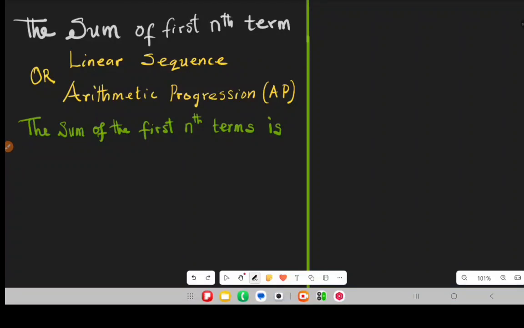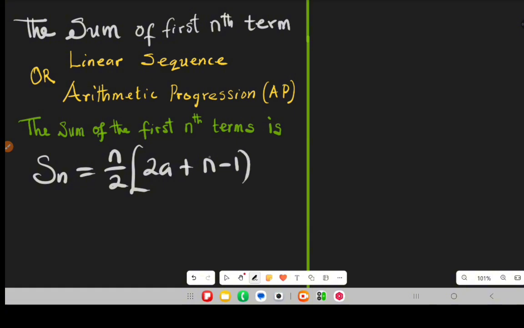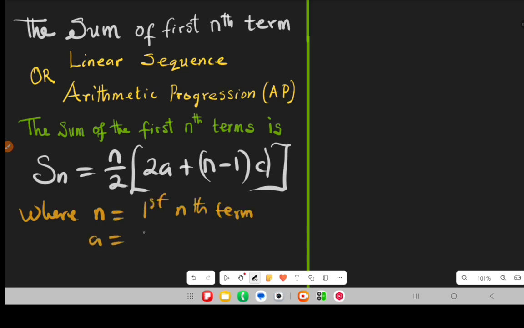Today we are going to learn about the sum of the first n terms of a linear sequence, or arithmetic progression, known as AP. The sum of the first n terms of a linear sequence is given by Sn equals n over 2 times (2a plus (n minus 1) times d), where n is the number of terms, a is the first term, and d is the common difference.